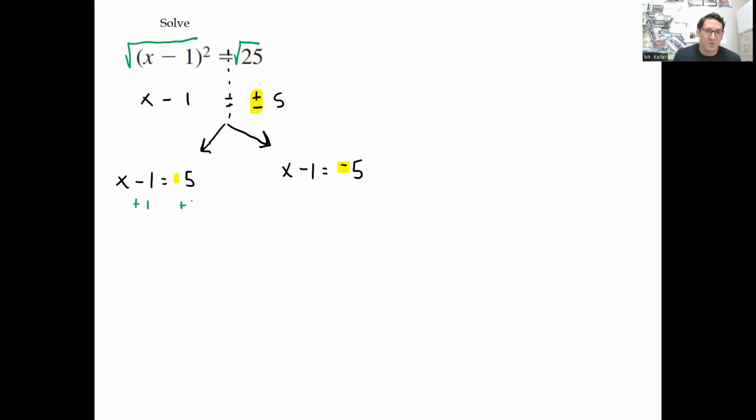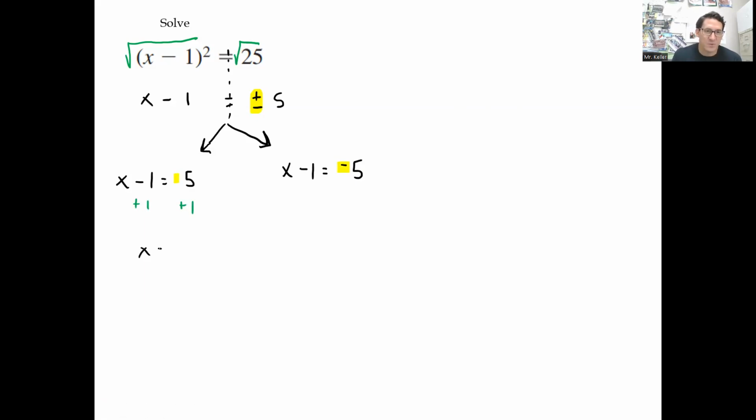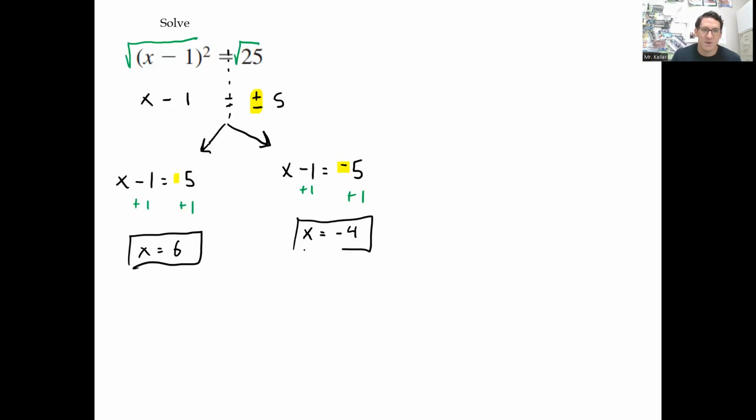So I'm going to add 1 to both sides here. So I get x is equal to positive 6. This one over here, if I add 1 to both sides, I'm going to get x is equal to negative 4, since negative 5 plus 1 is negative 4. So my two solutions on this are 6 and negative 4.